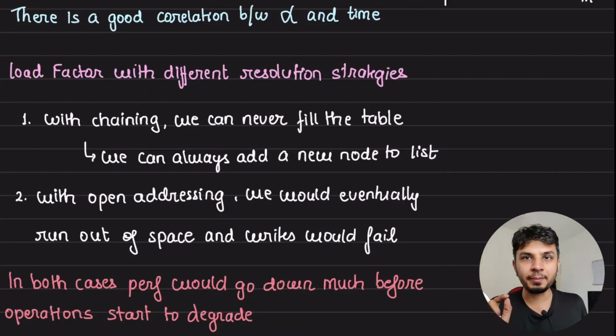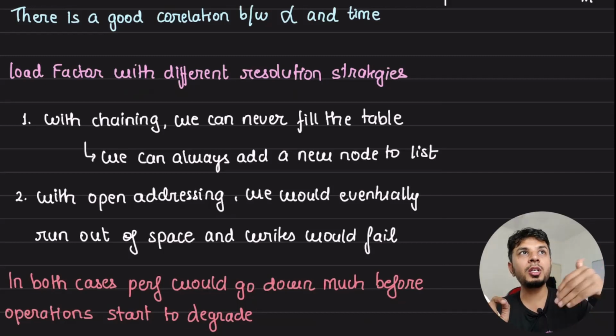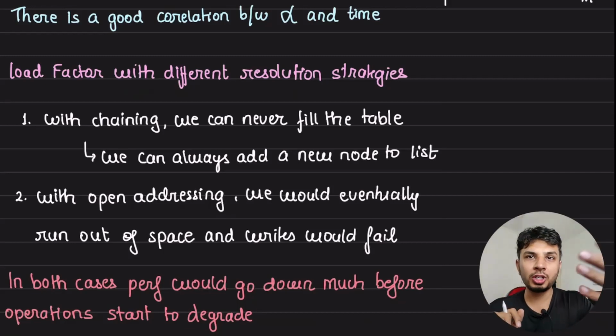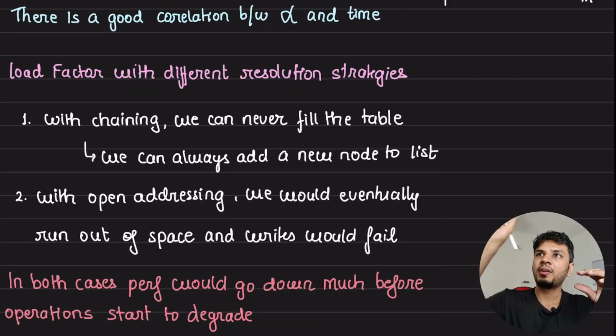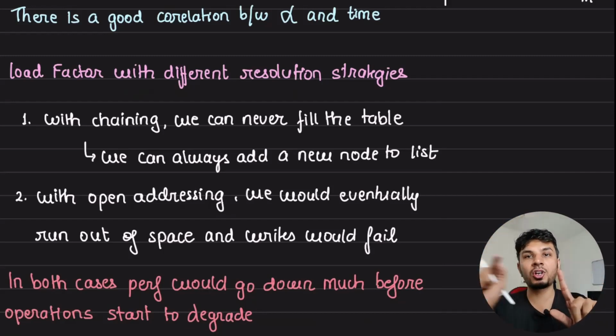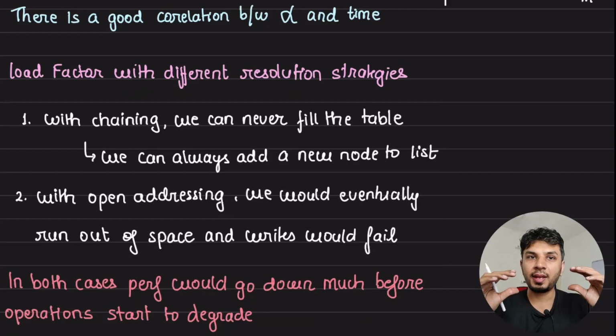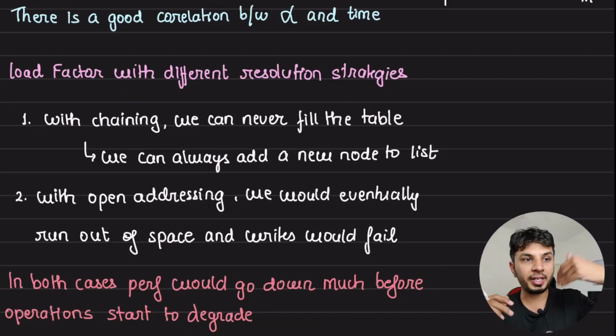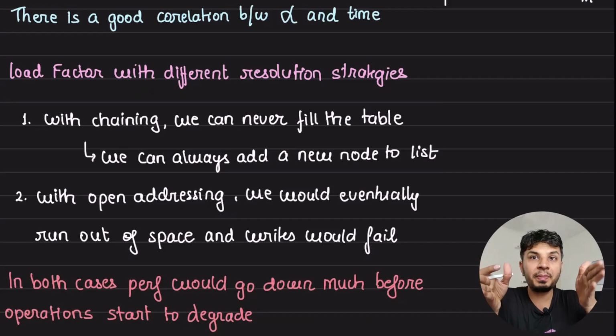With open addressing, you would eventually fill the table, because what you are doing is you have an array where you are trying to place a key. If that slot is occupied, you are finding the next free slot in your hash table. And with time, the entire hash table array that you have will be filled.